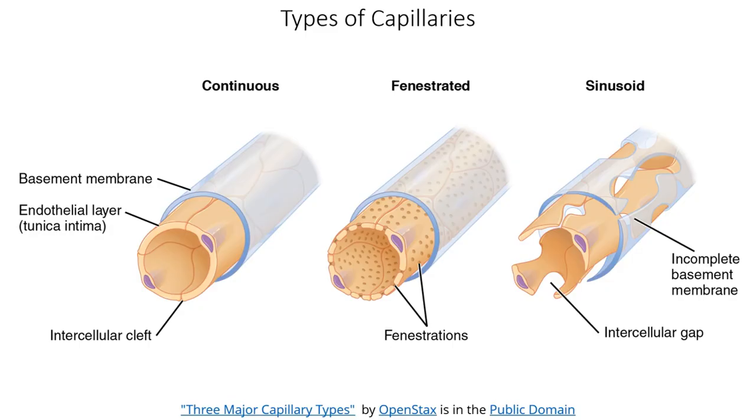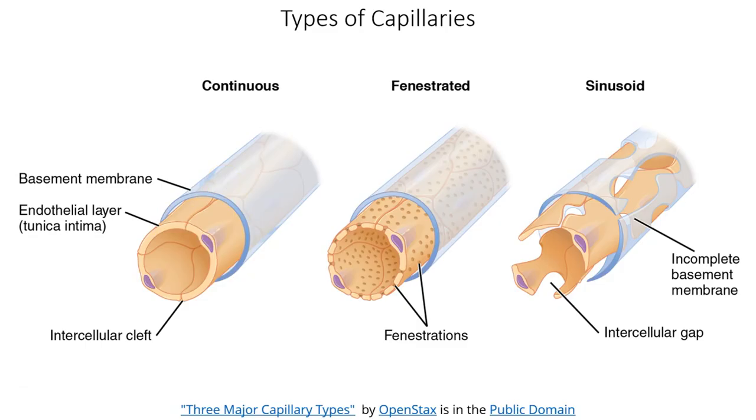And so the wall of capillaries is basically just an endothelial layer surrounded by that basement membrane. Sometimes there can be some muscle fibers in here. Not a lot. It would just be very, very few muscle fibers in there. And so they are going to then have that single layer of cells, and then we've got that basement membrane out here.